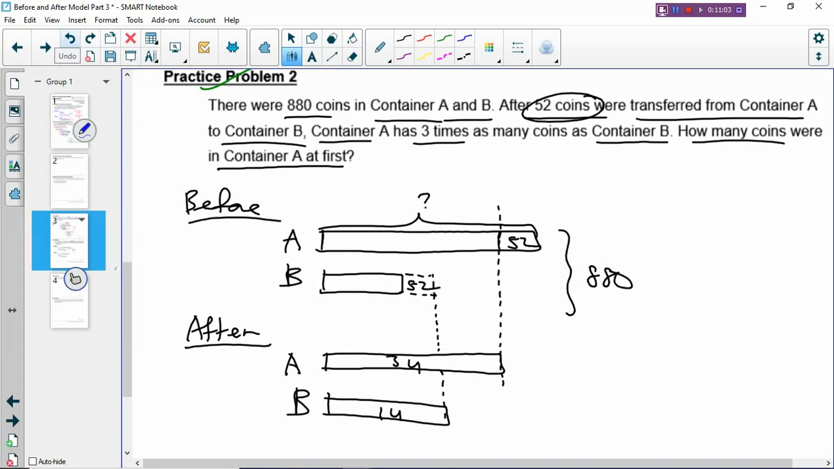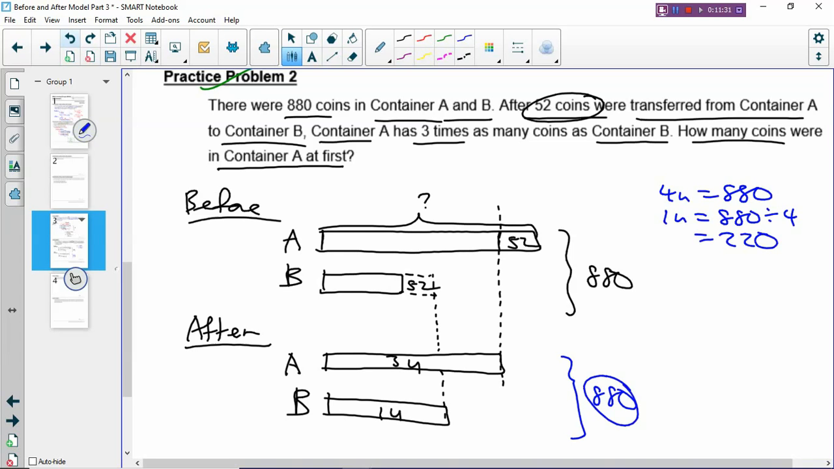Okay, so this is a transfer, right? There's an internal transfer happening. So what is unchanged? The total is still the same, right? And because the total is still the same, there's a total there, which means that I can add up all the units, which is 4 units, and the total is 880. So what is 1 unit? So 1 unit will be 880 divided by 4. So my 1 unit is 220.